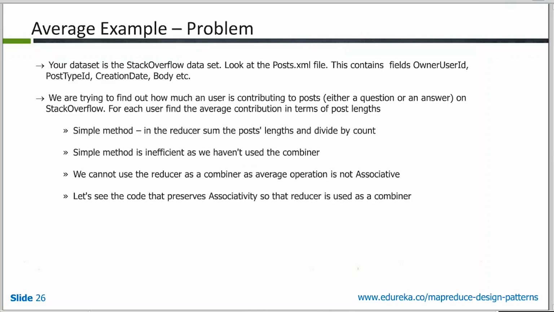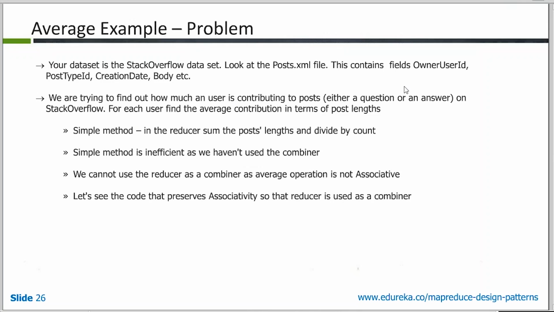We saw in the last numerical summarization example with min, max, and the count, we could have used the same combiner as the reducer code. But when we come to the average example, here also we are finding a statistic on the data. But in this example, we cannot use the same reducer as a combiner. The problem is the average operation is not an associative operation. Although it's still a commutative operation, as far as associativity is concerned, it's not associative.